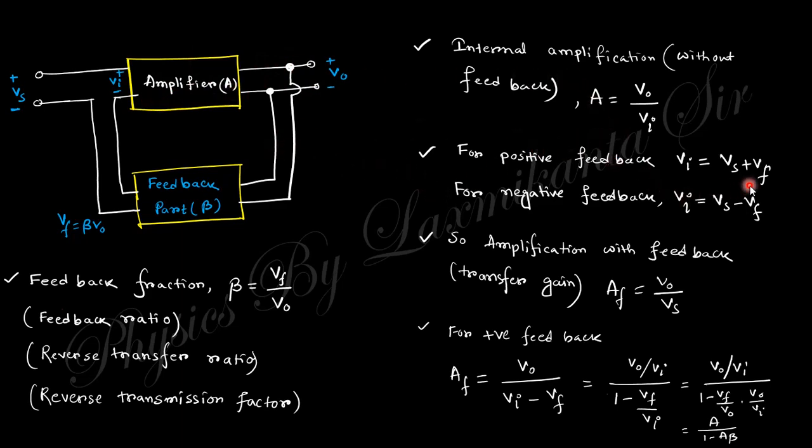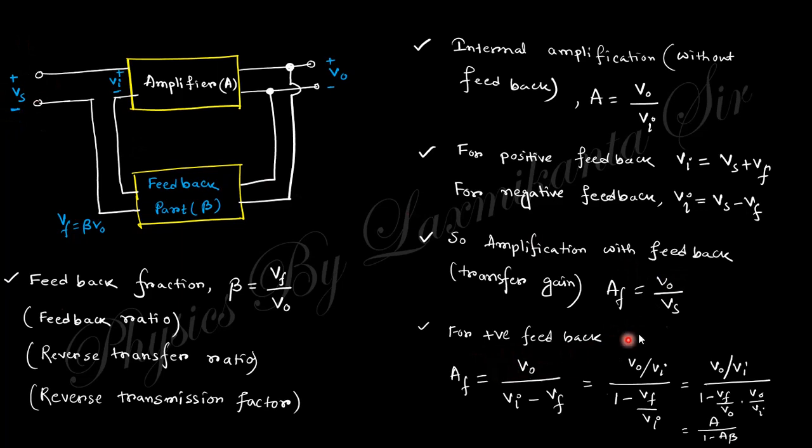For positive feedback, this voltage will be added up. This feedback voltage will be added to the Vs, and for negative feedback, it will be subtracted. This depends upon which terminal it is added to, whether the out-of-phase or the in-phase one. For positive feedback, if you want to find the total gain, we take the output voltage and the input voltage, which is Vs.